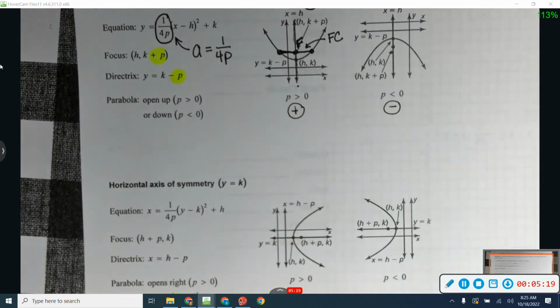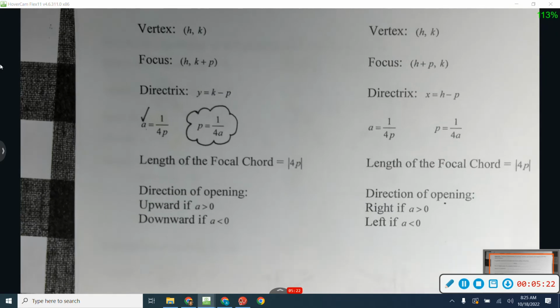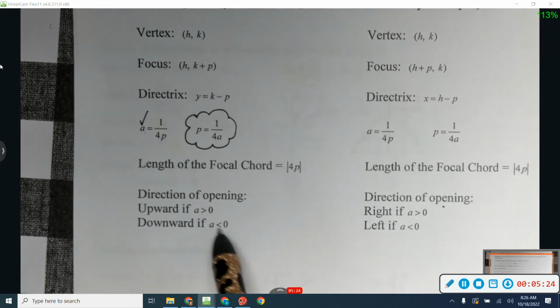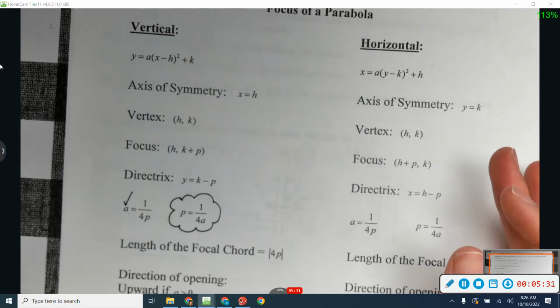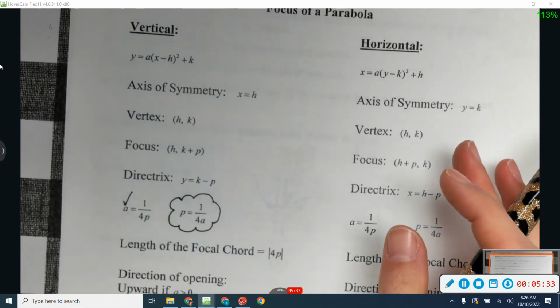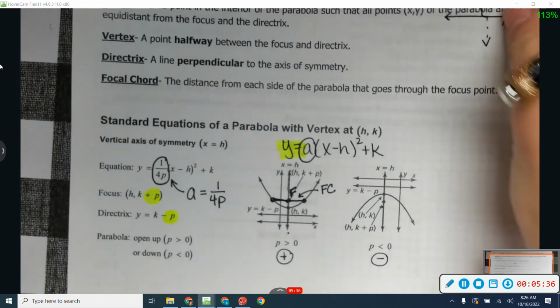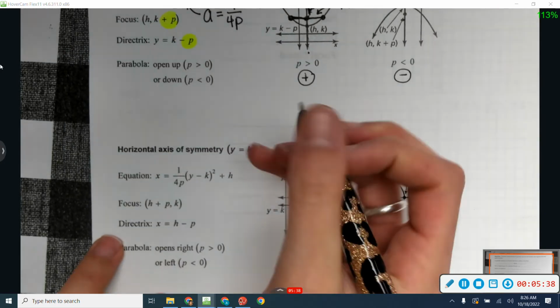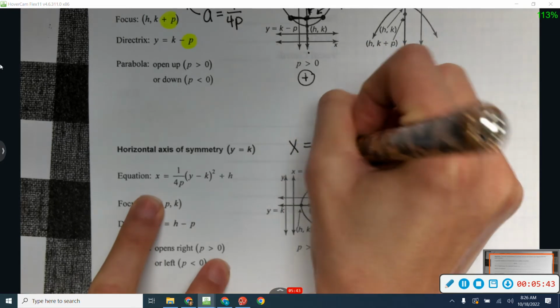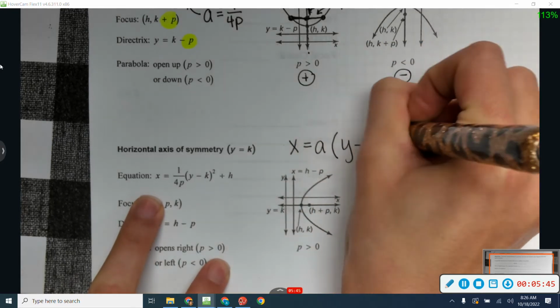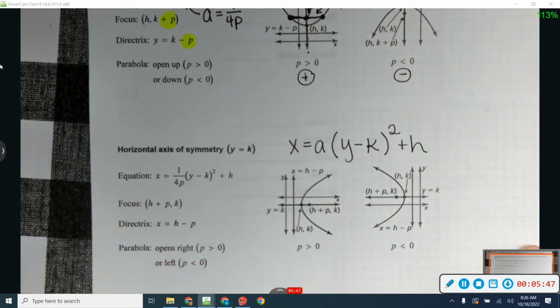Now, all of that is on your formula chart, even this right here. Okay? So everything you need is on your formula chart, and it's separated vertical versus horizontal, so you don't have to guess anything. Okay? Now, if it's horizontal, then it's going to be x equals, with your (y minus k) in parentheses and your h out here. So we know our vertex is (h, k). So you're going to have to be really careful when it's horizontal.